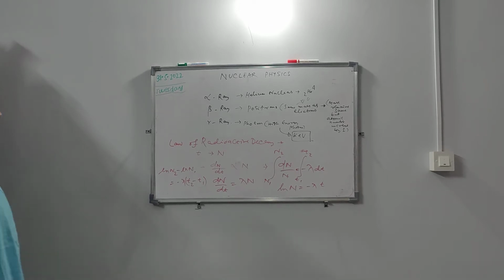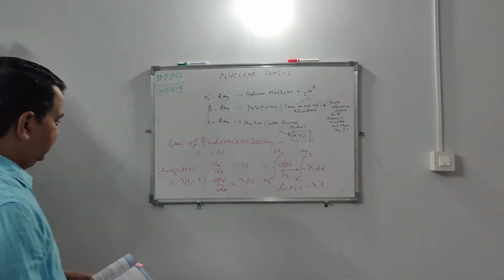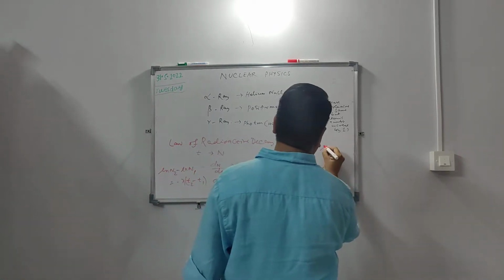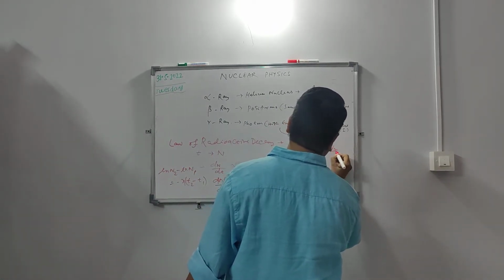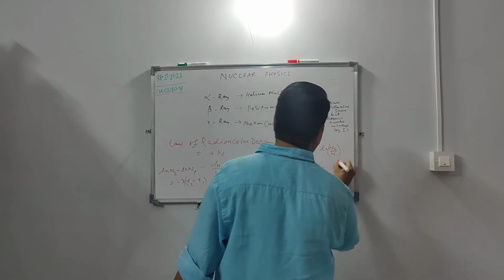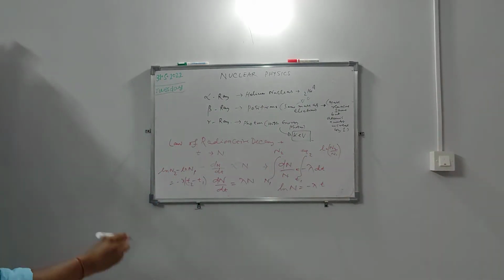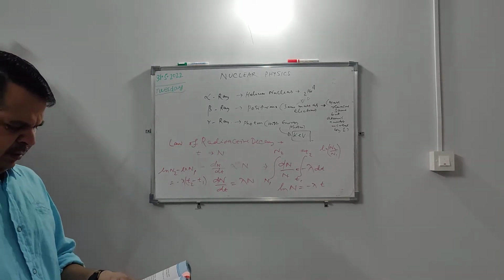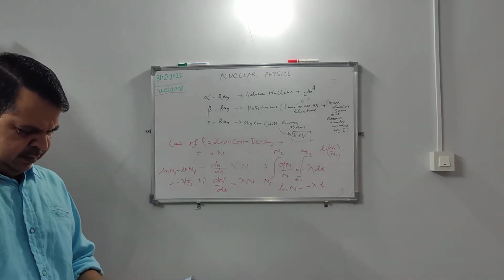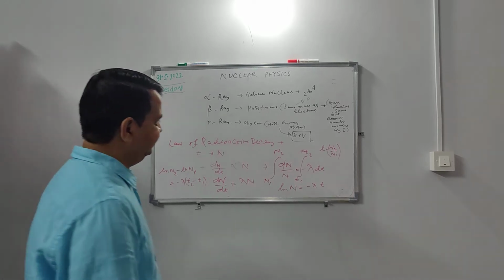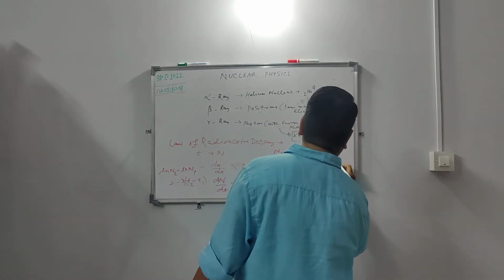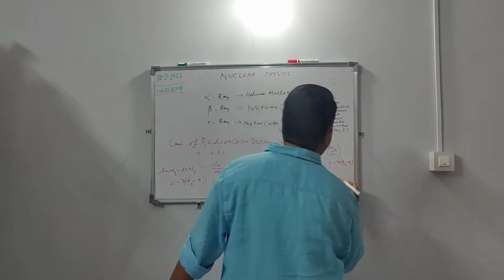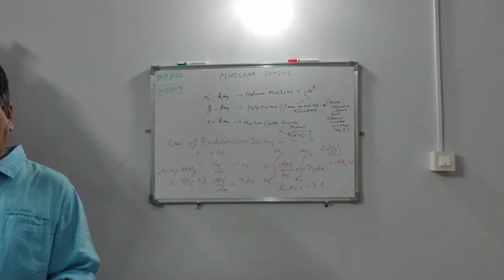So ln N2 minus ln N1 is nothing but ln N2 by N1. Clear? ln N2 by N1 is equal to minus lambda into t2 minus t1. This is the equation.